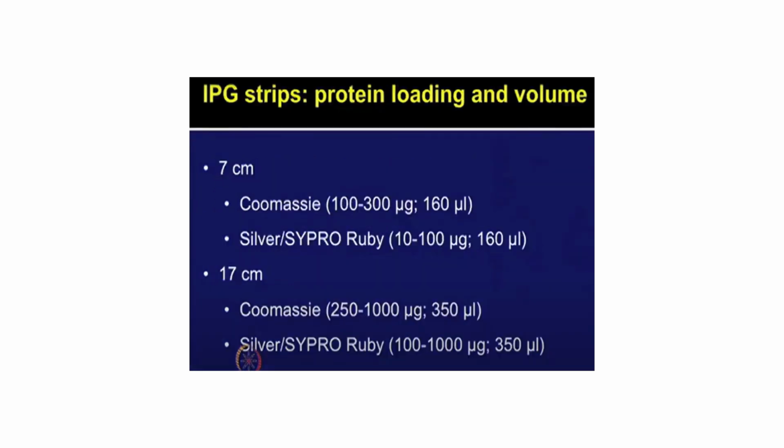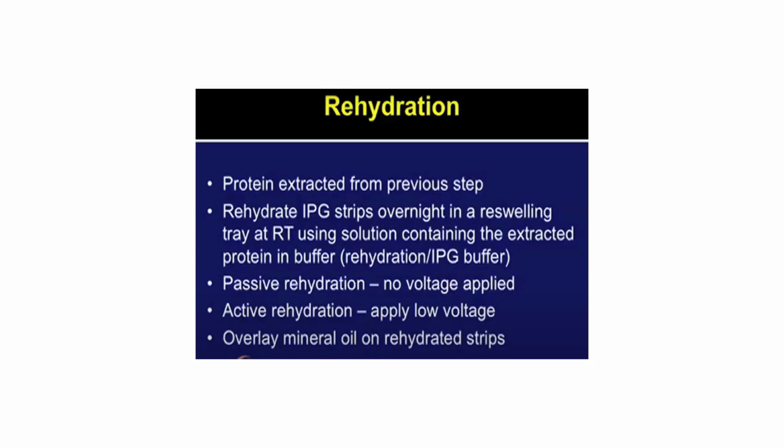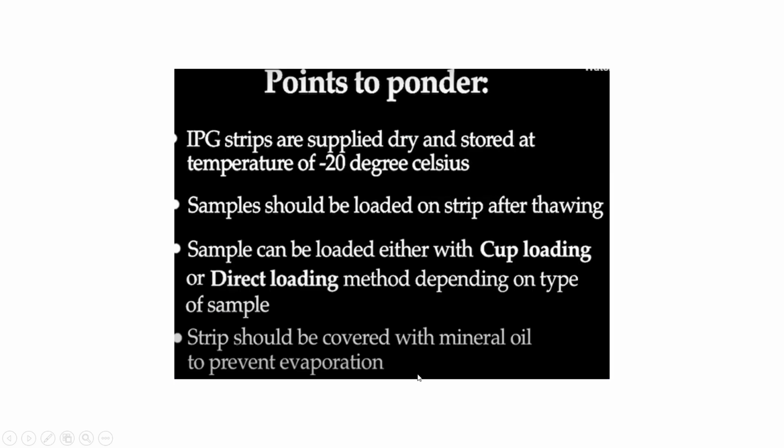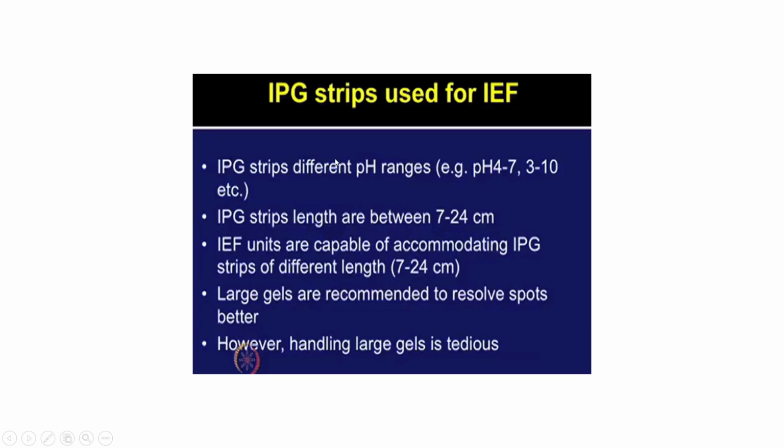For doing that, initially the isoelectric strip is rehydrated first. This is how the rehydration step works. After the protein is extracted, the IPG strip is rehydrated overnight for reswelling in the tray at room temperature, either passively or actively by applying voltage or not. Mineral oil is added to it so that it becomes rehydrated.